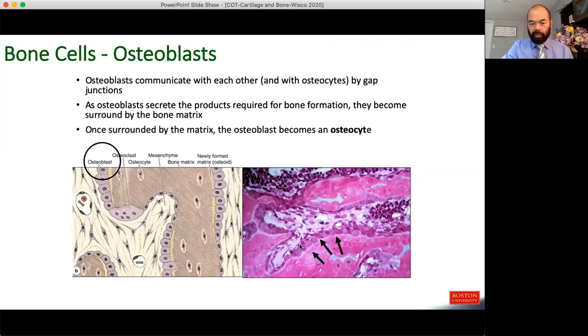Cuboidal is probably fine. That's the shape, but I wouldn't call them an epithelium. But notice we have these cells here, which are lining the same part of the bone. Those are bone lining cells. Those are the quiescent osteoblasts that have not turned into osteocytes, versus another cell down here. This guy is going to become an osteocyte because it is surrounded by its matrix.